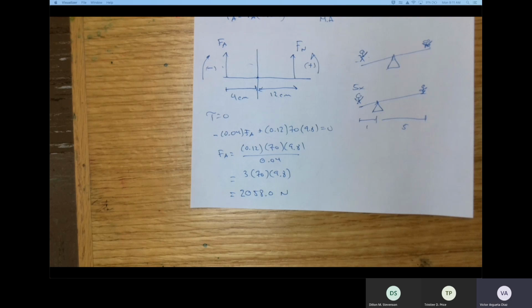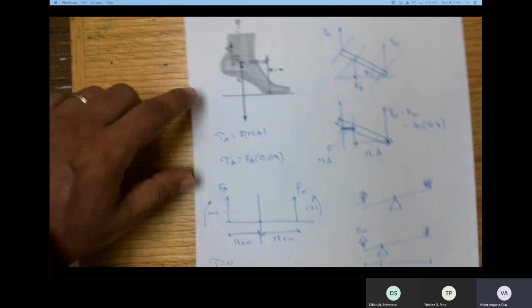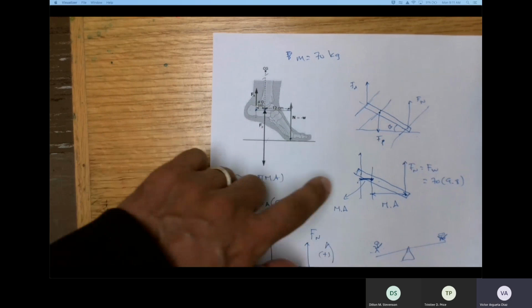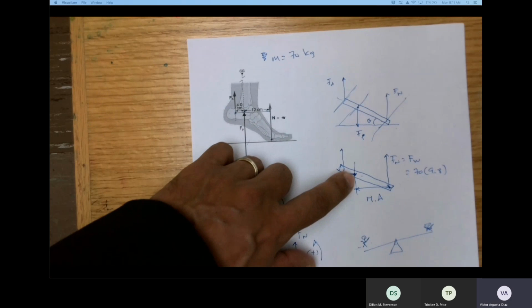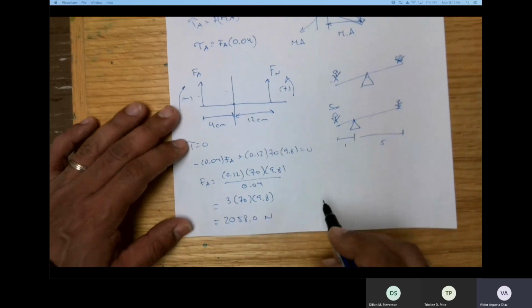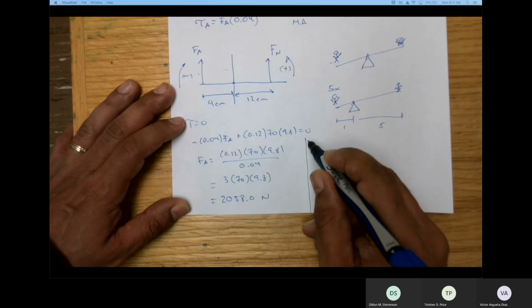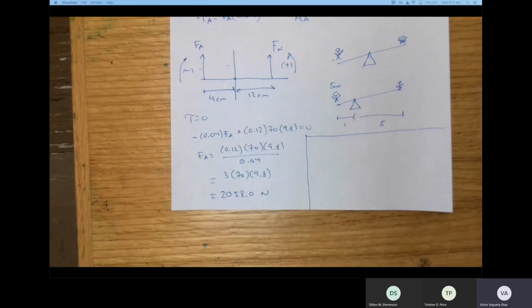Okay, so really quick, try to find out what is the force of the joint, this last force. What is the force that we have at the ankle? That will be your reaction force on that joint.